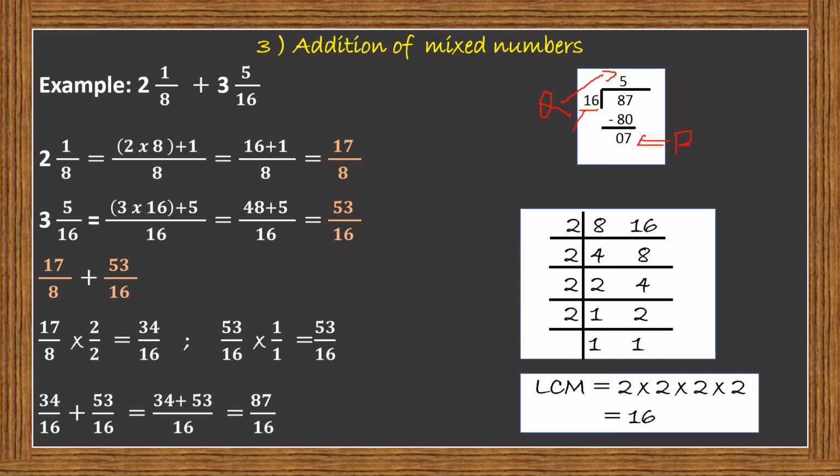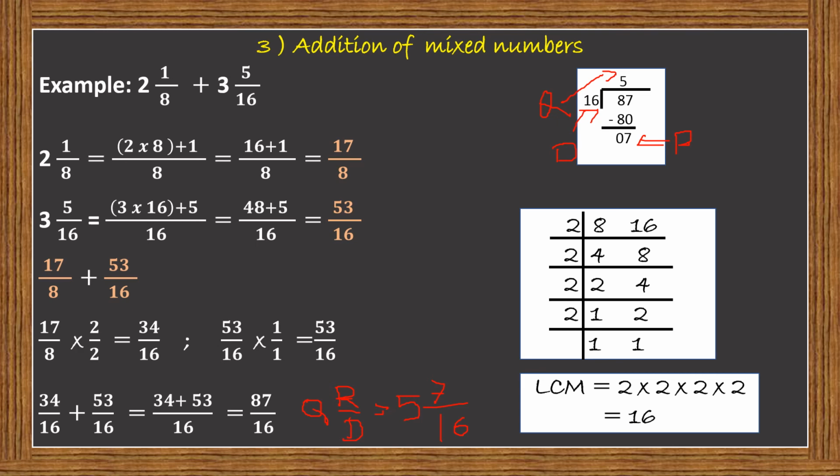and divisor as 16. So what is our formula? Just now we have seen Q R upon D. So what is your quotient? Just now we have taken out, this is 5. What is your remainder? 7. And what is your divisor? That is 16. Okay. So this will be your final answer.